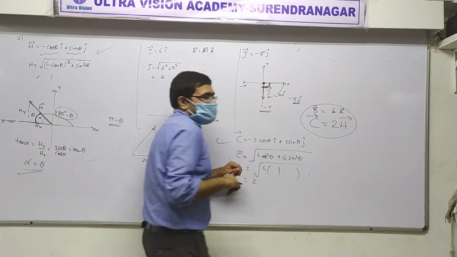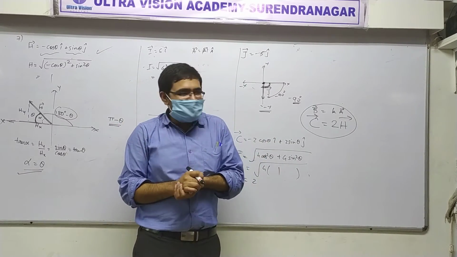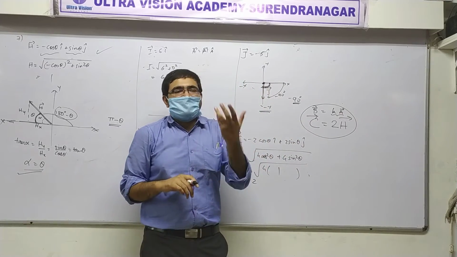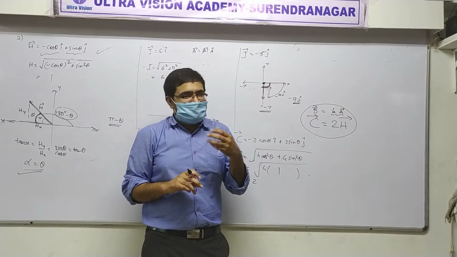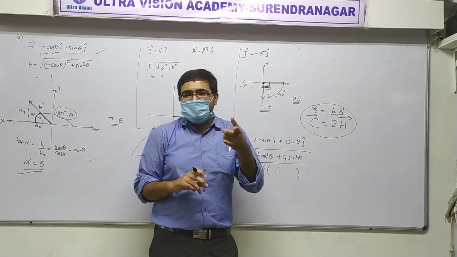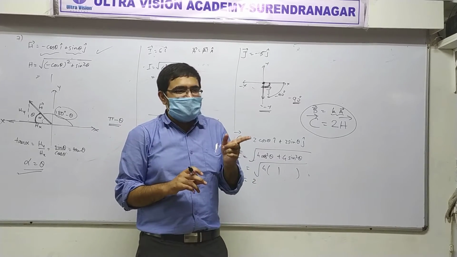What is this called? What's the title? Here, what are we doing? We are multiplying K with A. What's K? And A is a vector. So it is multiplication of a scalar with a vector.